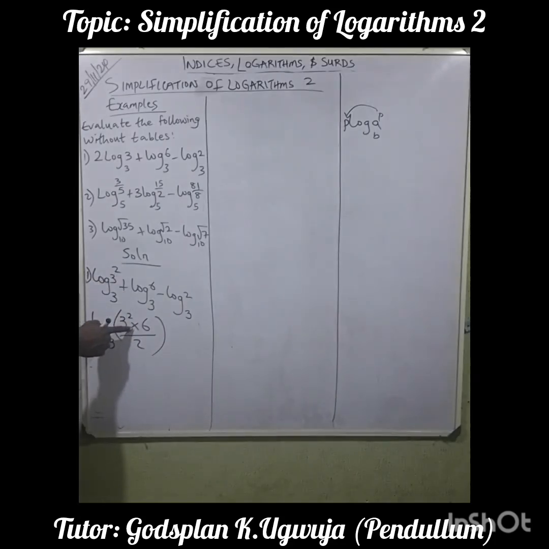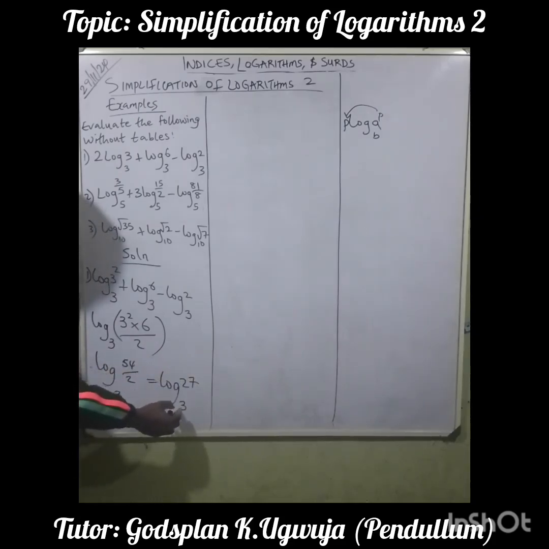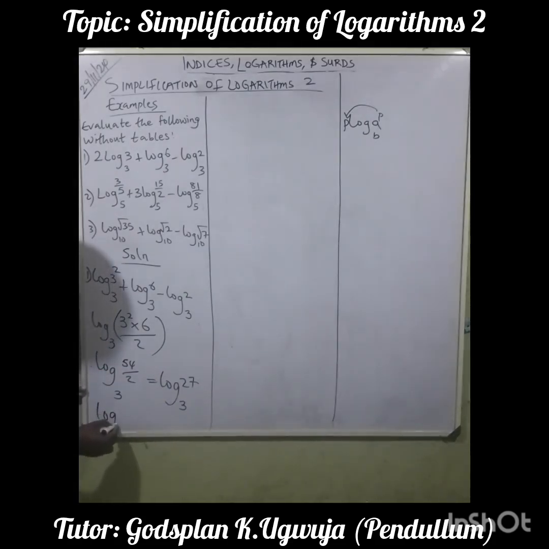So 3 squared plus is times 6, minus is divided by 2, and this will give me log of 3 squared, which is 9. 9 times 6 is 54. So I have log 54 over 2, everything still base 3. 54 divided by 2 should be 27, so I have log 27 base 3. Now 27 can be rewritten as 3 raised to power 3.